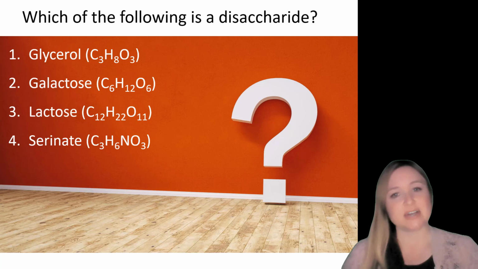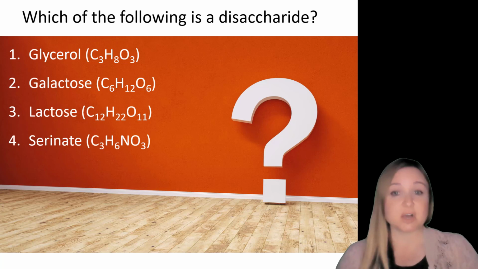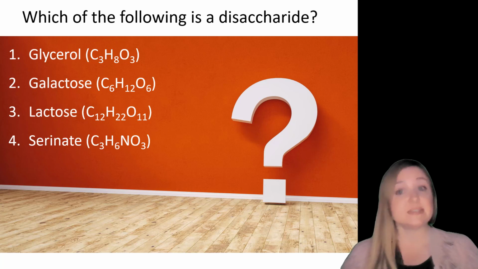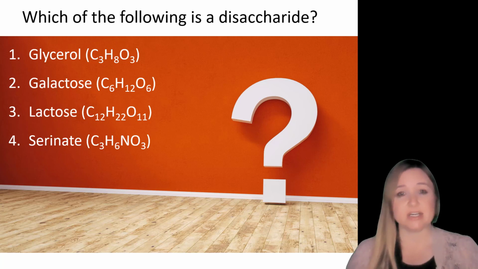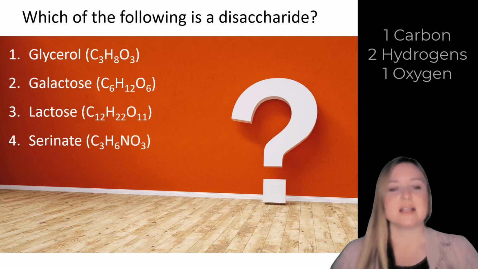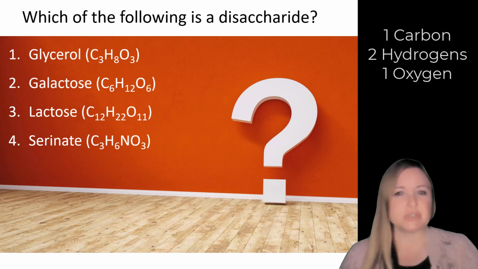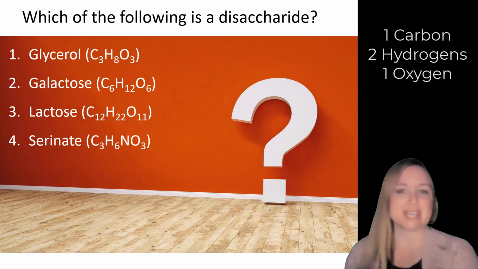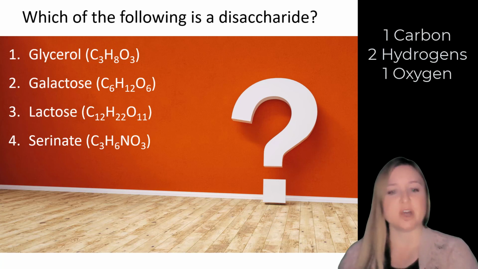Now, disaccharides are going to have essentially two monosaccharides bonded together. Now, in this case, glycerol with only 3 carbons, well, that's too small to be a disaccharide. So lactose is likely our disaccharide here. And we can check, right? Because lactose has that 1 to 2 to 1 ratio of carbon to hydrogen to oxygen, but we have to remove an H2O from that chemical formula. In other words, we have to remove 2 hydrogens and 1 oxygen.